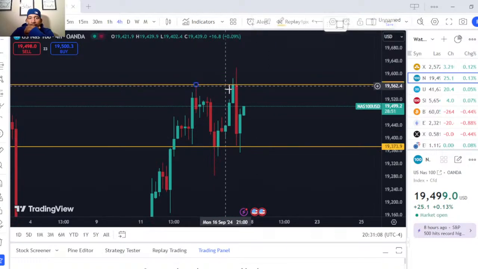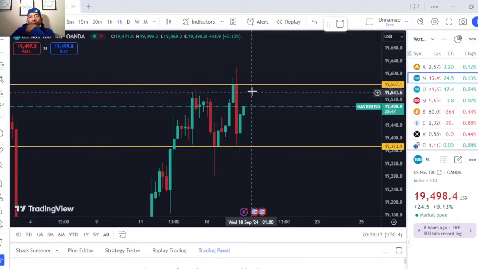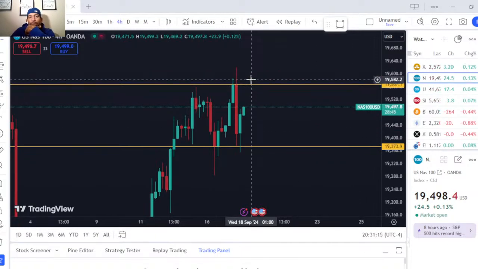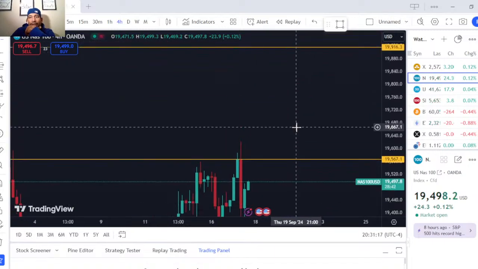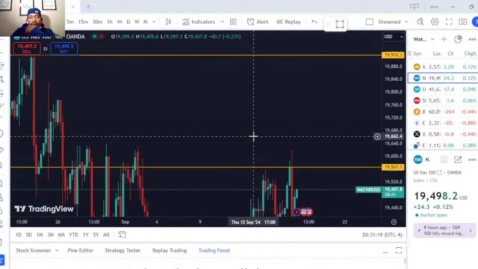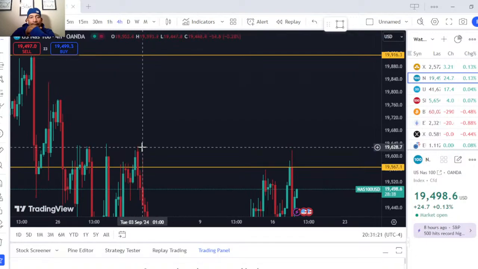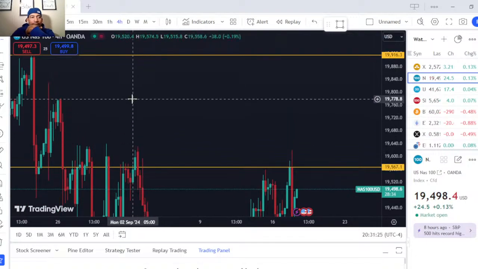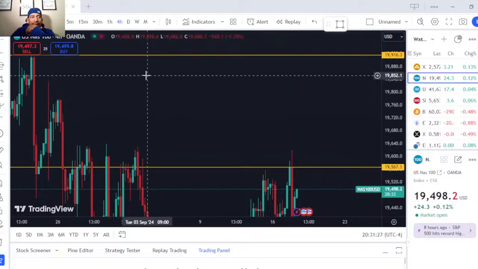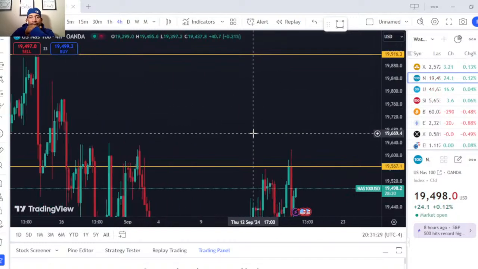Yeah, so about 19,567 or so. If we get a close above that level, then we should see a nice push up to this level up here. We do have other areas to look out for around 19,630 and 19,778, and then at the top here.